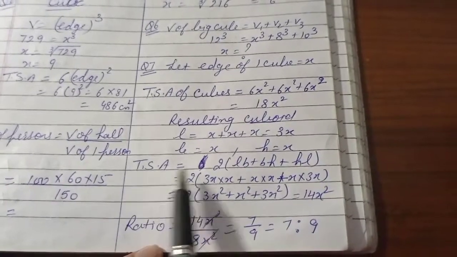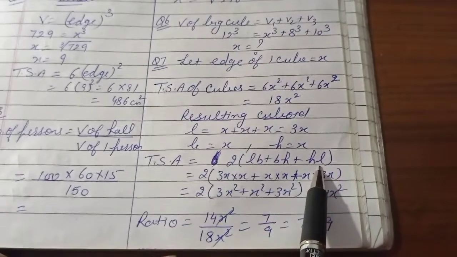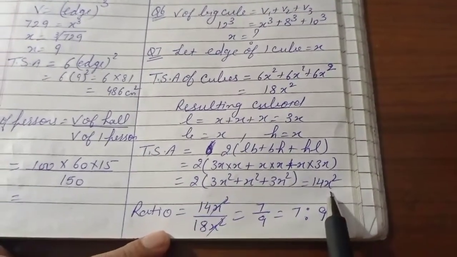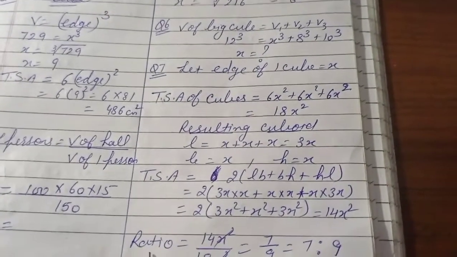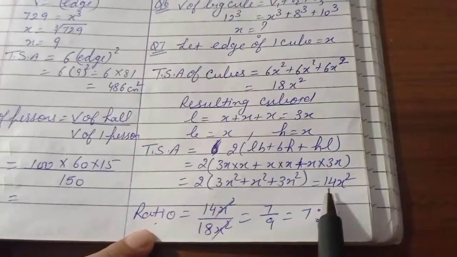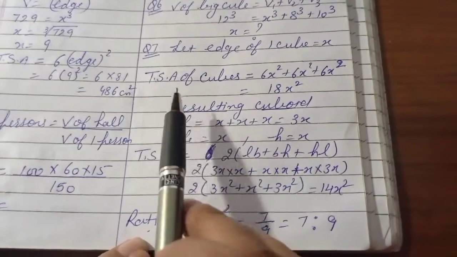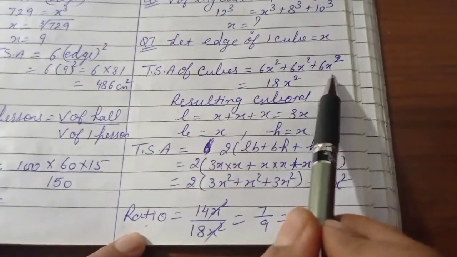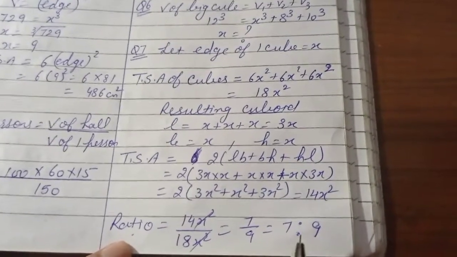So the total surface area of the cuboid is 2 into (LB plus BH plus HL). Now put the values here. Clear? You will get this. And the total surface area of the resulting cuboid is 14x square. And we are asked to find the ratio of the total surface area of the resulting cuboid divided by the total surface area of the 3 different cubes, that was 18x square. So the ratio is 7:9.